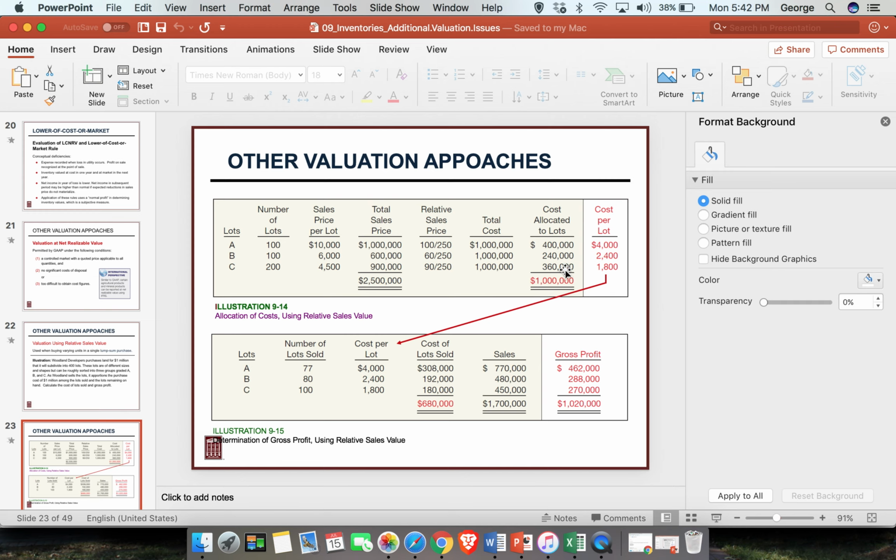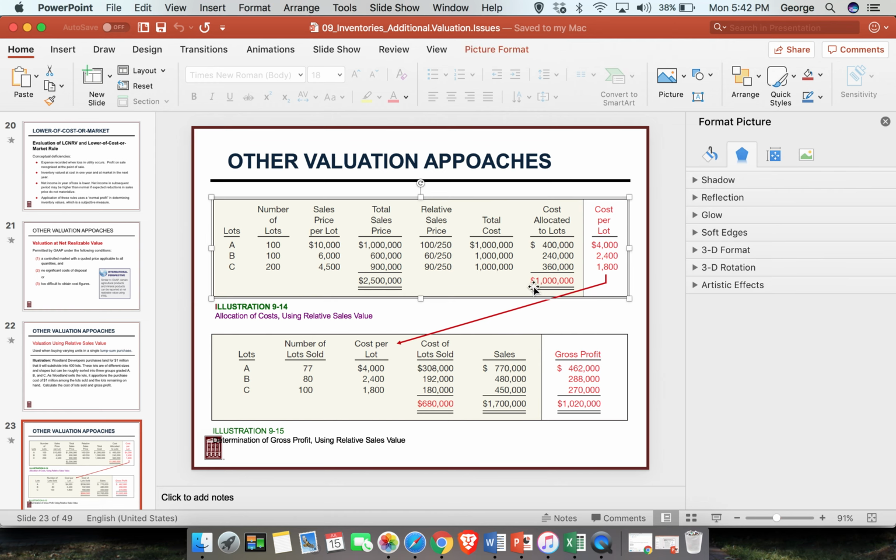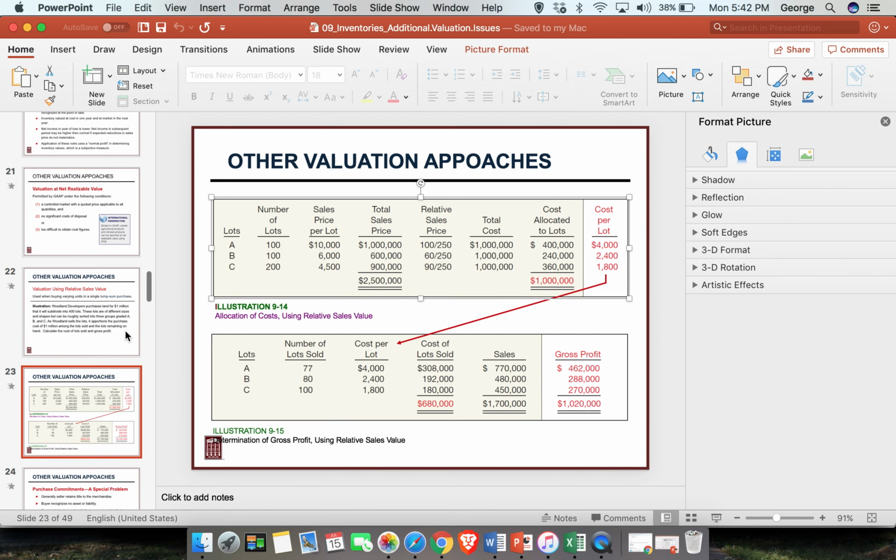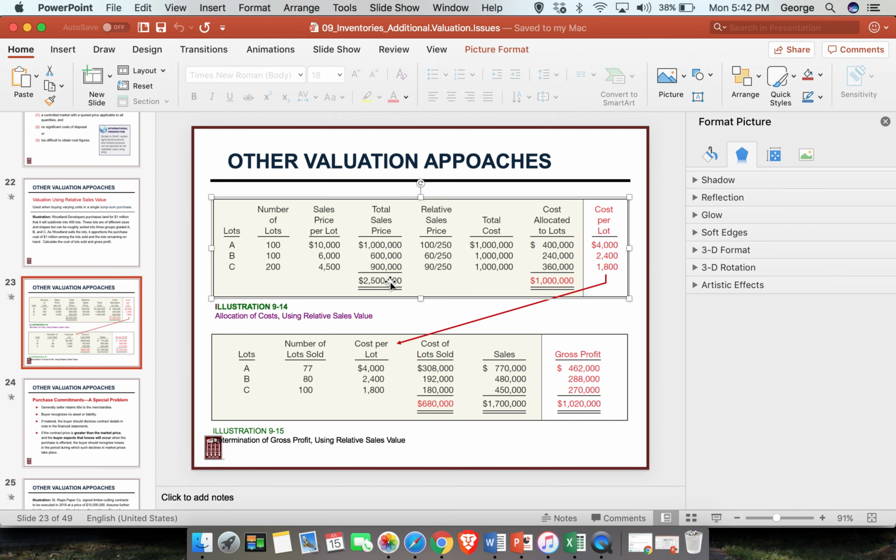And then the cost allocated per lot is 1,800 because they divide by 200 instead of 100. All right, so that's how you allocate those costs. So 400, 240, and 360 based on relative sales value, revenue amounts of the three classes of lots.